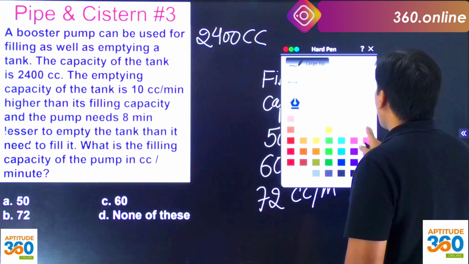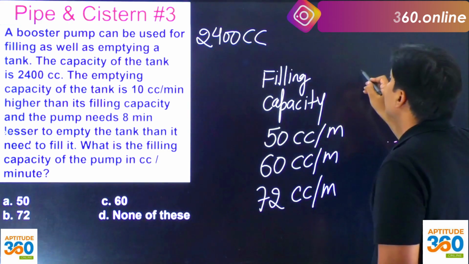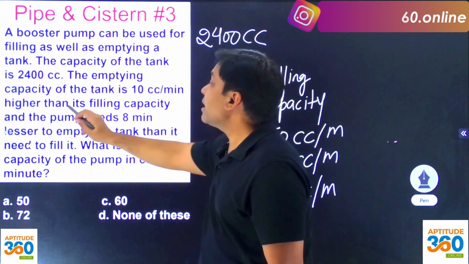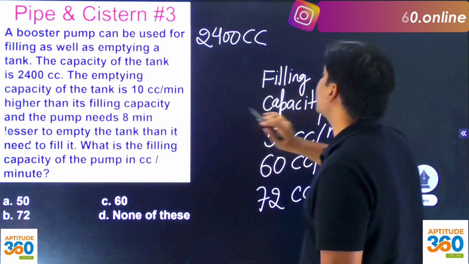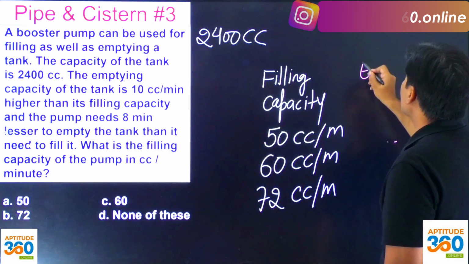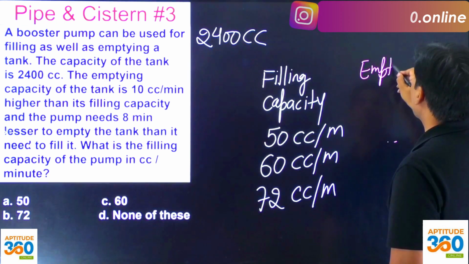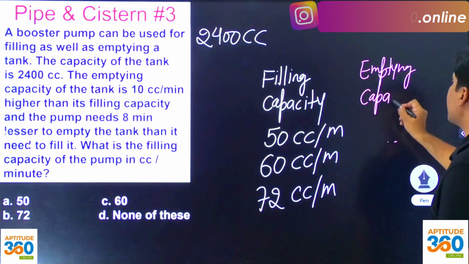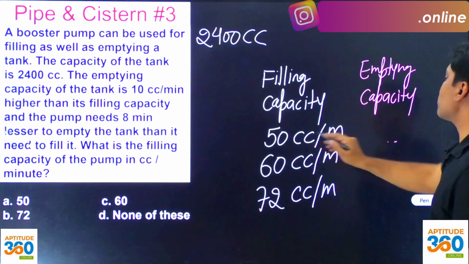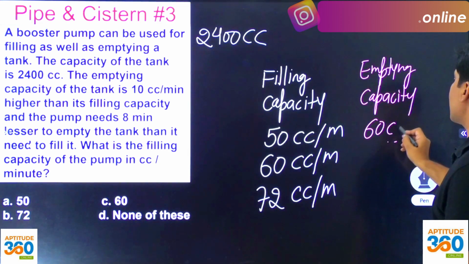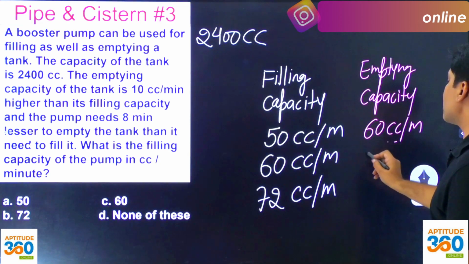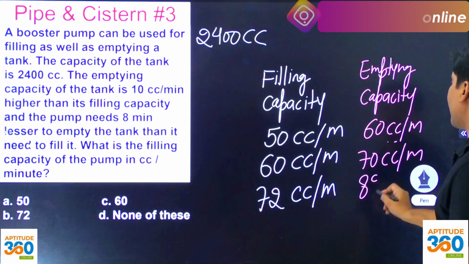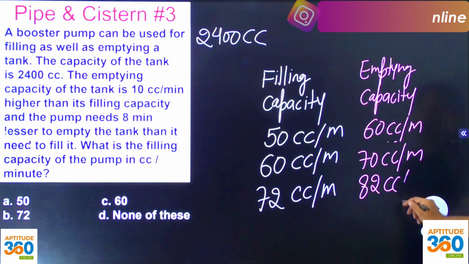And problem also tells you that the emptying capacity is 10 cc per minute higher than its filling capacity. So can we find out what is the emptying capacity? It is 10 cc per minute higher. So this is going to be what? 60 cc per minute, and this one is going to be what? 70 cc per minute, and in this case it is going to be 82 cc per minute.